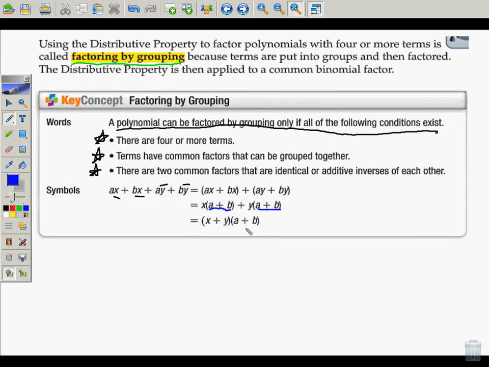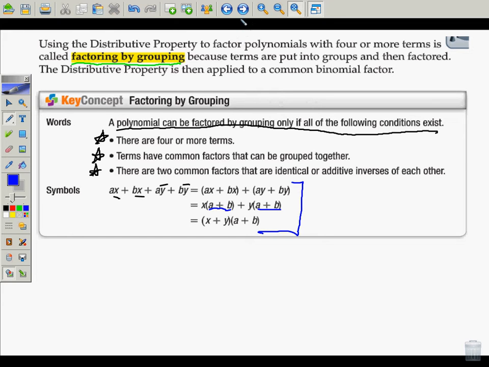This is how the format will always be. Obviously the numbers will be different, but this is the format that you need to be comfortable with. Group them together, factor things out, be left with a common factor, and then rewrite it in this last step. And I don't really know what else I can tell you other than show you an example.